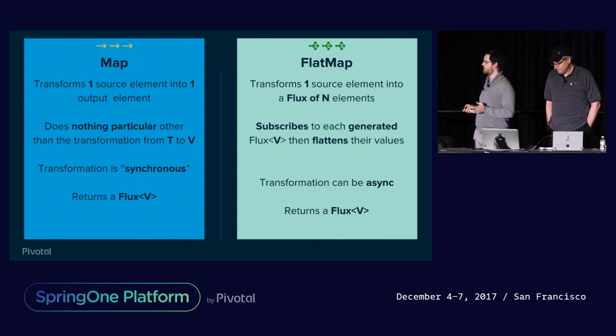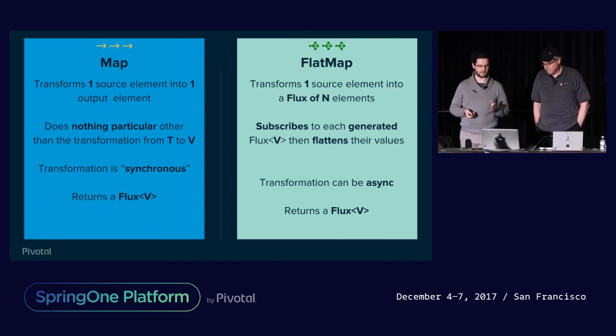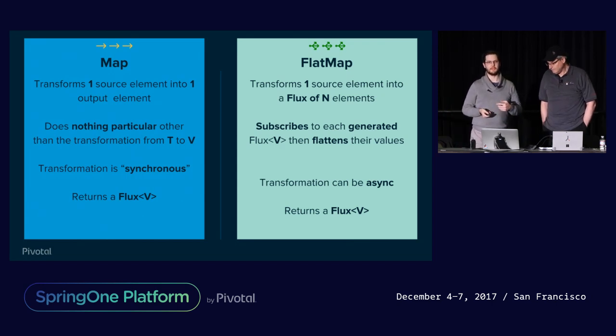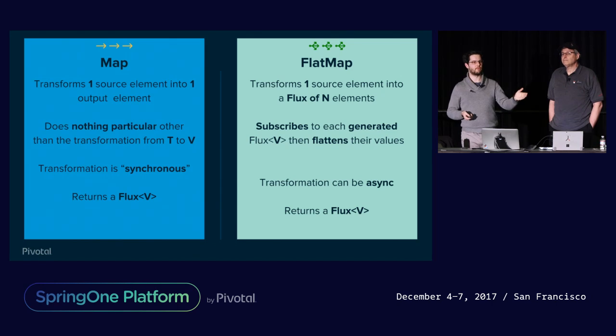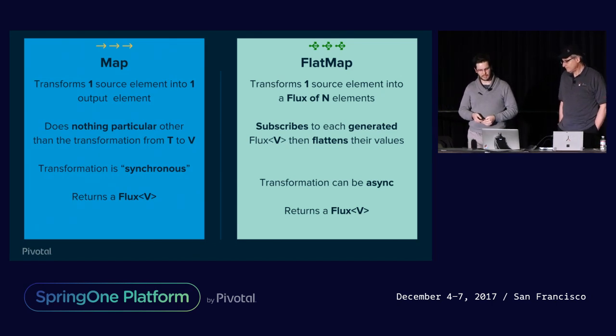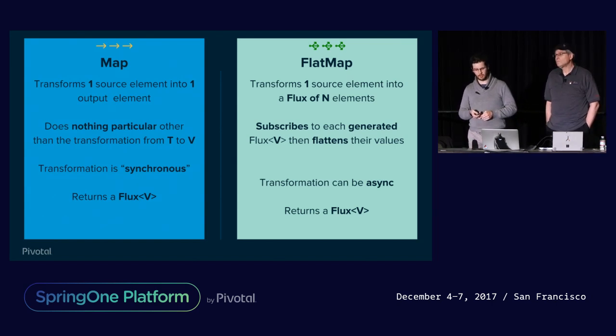Basically, map transforms one element into another element, and it's a one-to-one transformation. It does nothing in particular with these new elements. So it transformed from T to V, but it doesn't know anything about V. And that transformation is kind of synchronous. It happens right away. And map returns a flux of V.